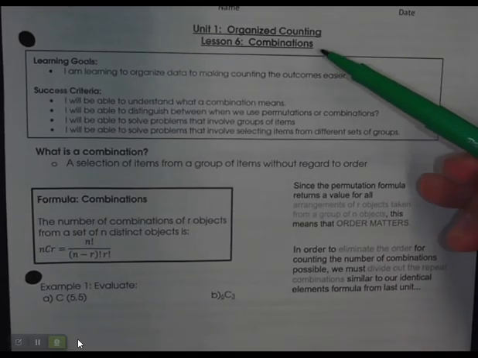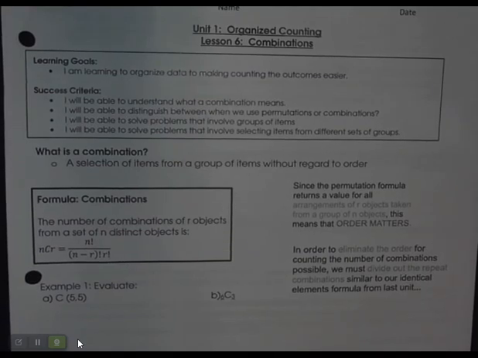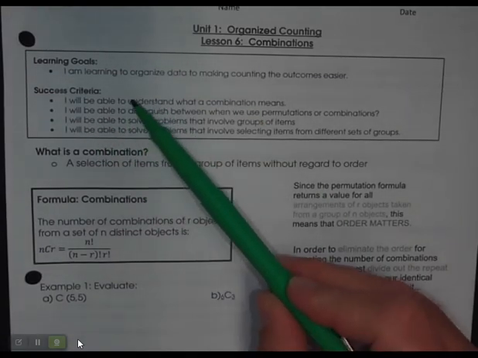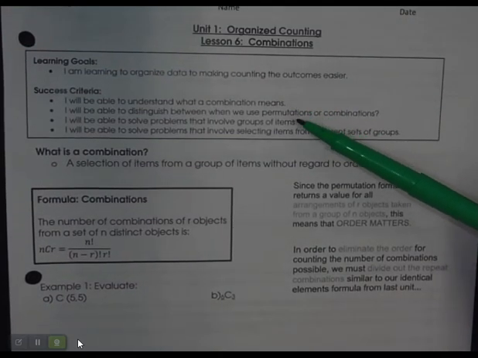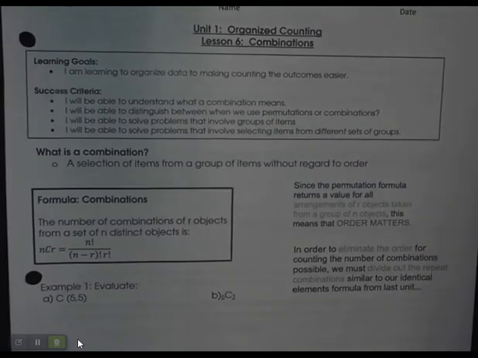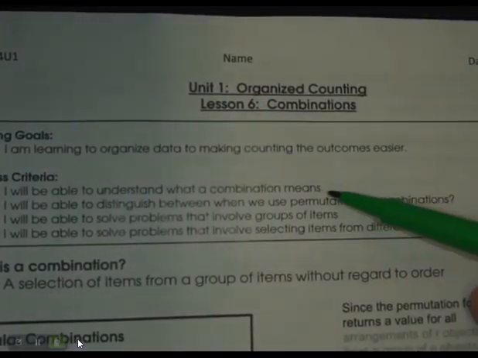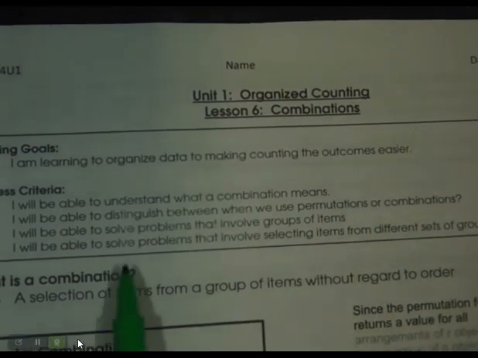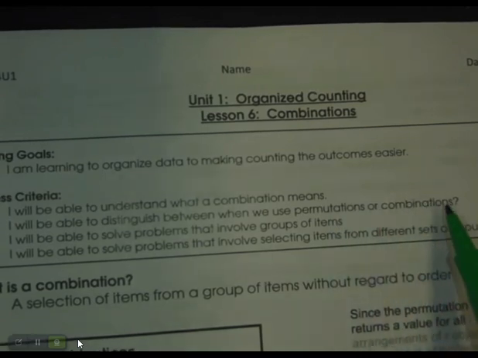All right, today's lesson we're going to take a look at what it means by a combination. My main goal is I'm learning to organize data to make counting outcomes easier. To be successful, I should understand what a combination means. I'll be able to distinguish between when we use a permutation and a combination.